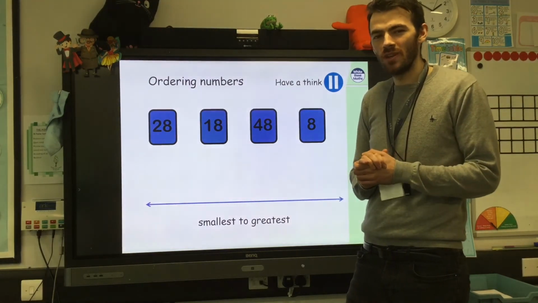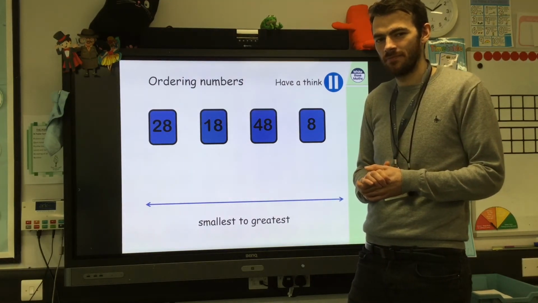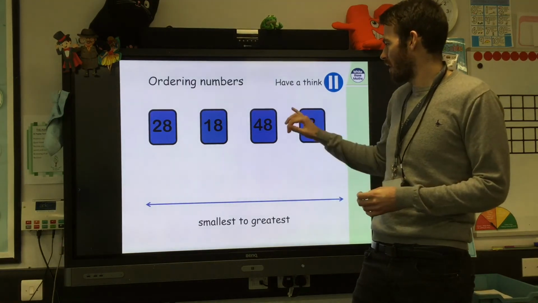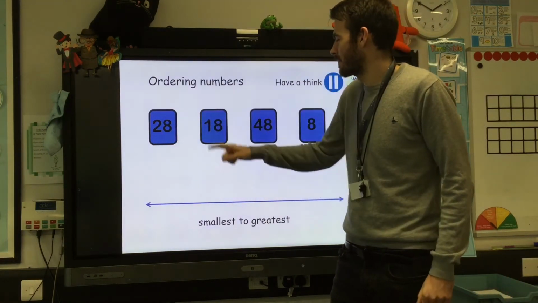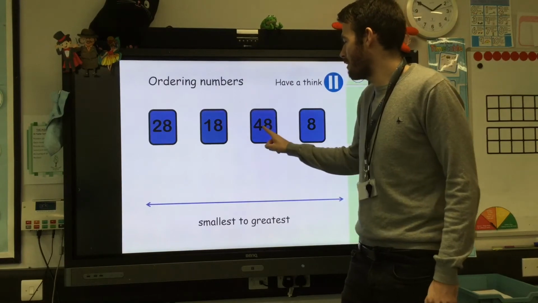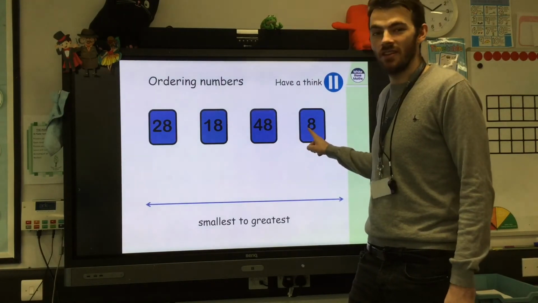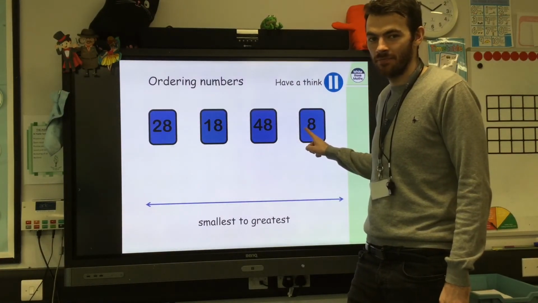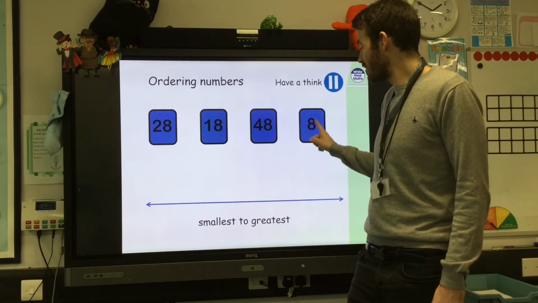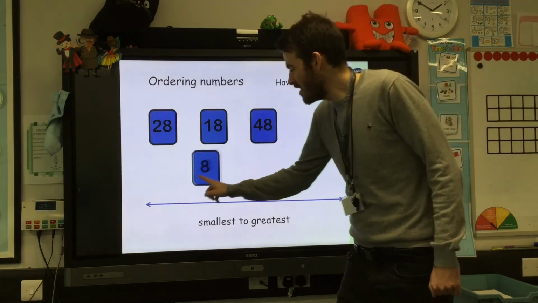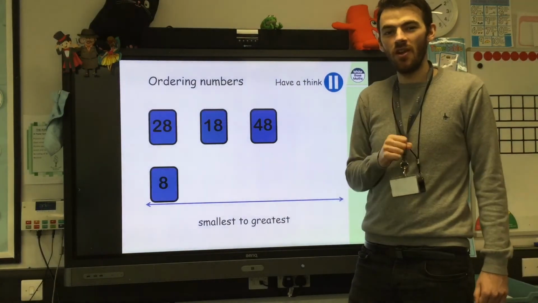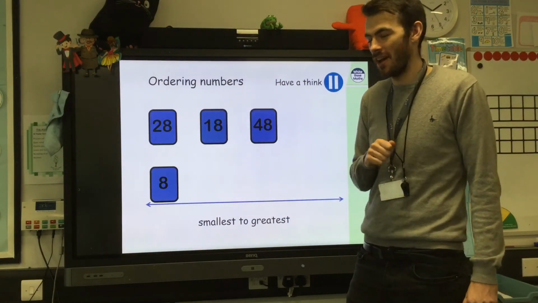Which has the smallest amount of 10s? So this has 2 10s, 1 10, 4 10s, and no 10s. So no 10s is the smallest amount, and we know that that's the smallest because there are no 10s, and that's the part we look at first.